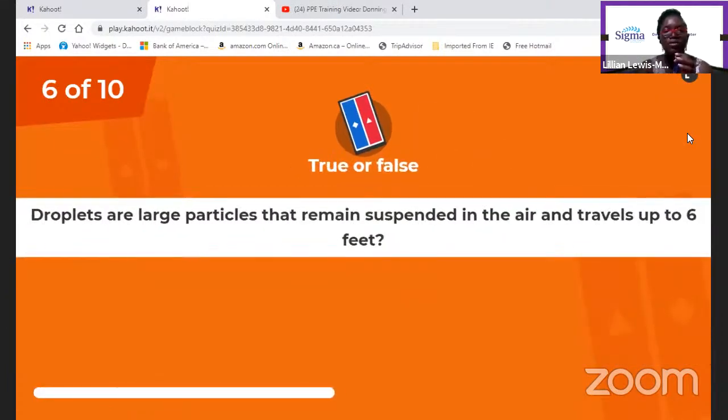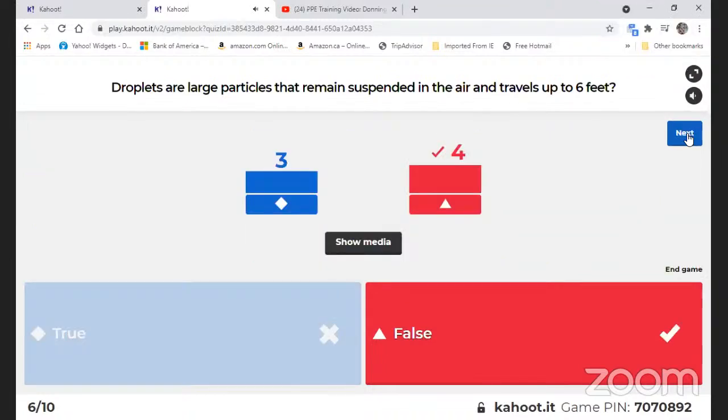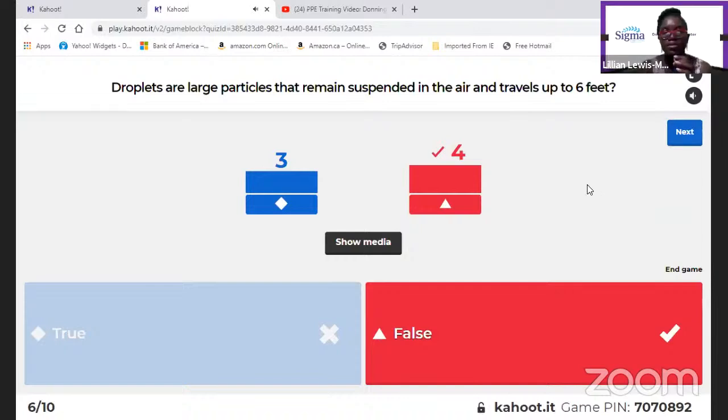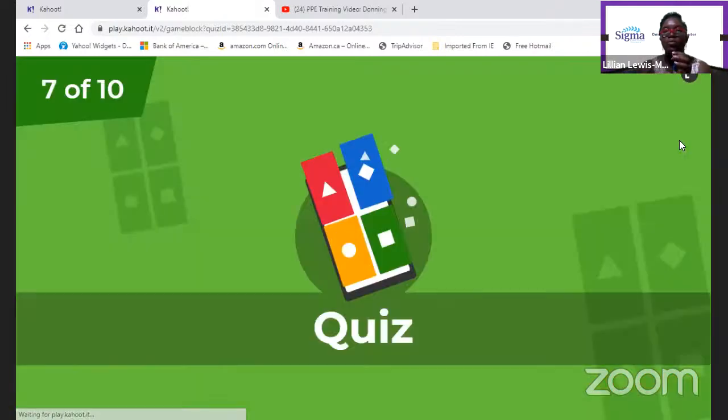Question 6, true or false? Droplets are large particles that remain suspended in the air and travel up to 6 feet. True or false? All right, 7 answers in. False, correct. Remember what we said: droplets are large, but do they remain suspended in the air? No, they drop. They're heavy, so they drop to the ground. So that's why false is the correct answer. All right. Wow, JM, you're hot. HB is coming back to get you.